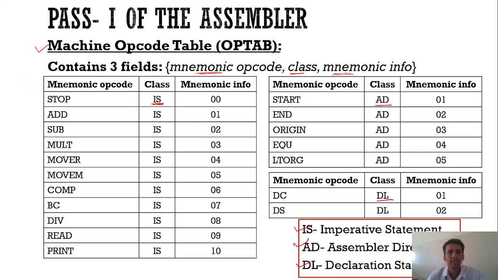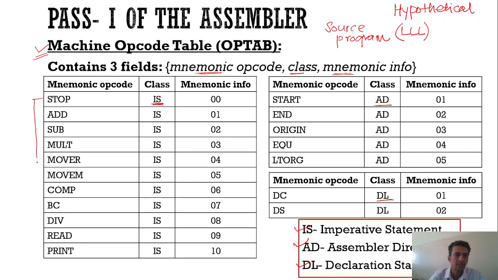Now let us try to understand why we require the machine opcode table. The input to the assembler is going to be the source code or source program. This source program will be written in a low level language, and the low level language that we are considering is a hypothetical language. The source program written using the hypothetical language will carry only instructions out of this set of instructions that we are considering in the machine opcode table.